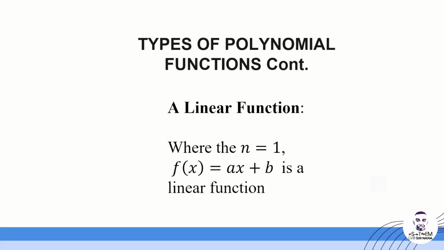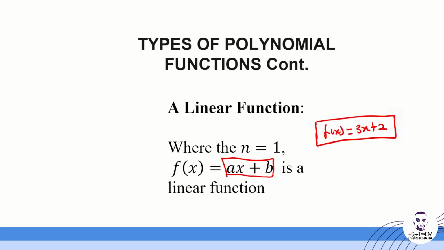And then we also have a linear function. When n is equal to 1, it means that we will have our f(x) to be ax plus b. So for instance, we have f(x) equal to 3x plus 2. We know that this is a linear function. It's a linear function because n is equal to 1.